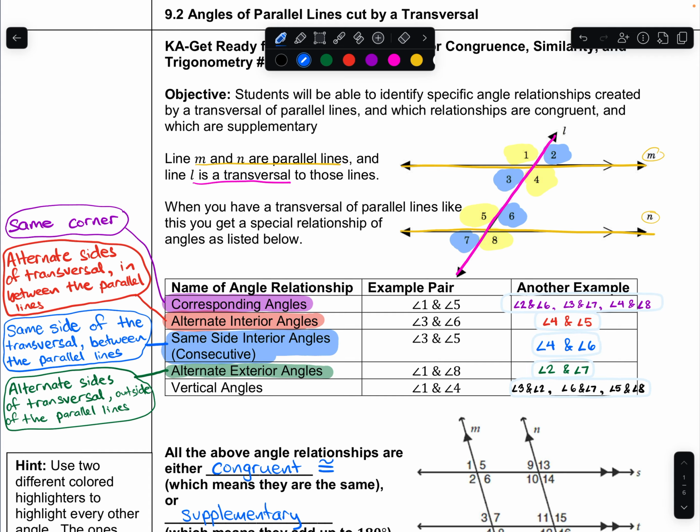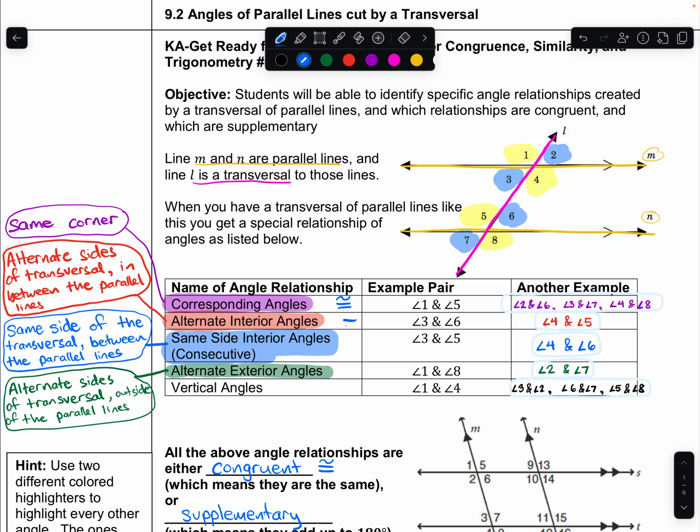So let's go ahead and take a moment to label each of these angle relationships with either congruent or supplementary. Let's look at these corresponding angles, like angle 1 and 5. Those are both yellow. They're both obtuse angles in this picture. Corresponding angles will always be congruent. Anytime you have 2 parallel lines and a transversal, corresponding angles will be congruent. How about alternate interior angles, like angles 3 and 6? 3 and 6 are both blue. They are congruent.